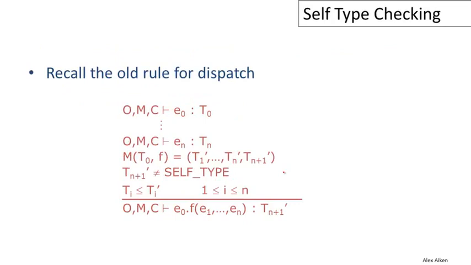Now, there are some rules that have to change in the presence of self-type, and in particular, the dispatch rules need to be updated. So here is the old rule for dynamic dispatch, and this part of the rule actually doesn't change. But I just want to point out the essential restriction in this rule is that the return type of the method could not be self-type. And that's actually the place where self-type buys us something. The whole purpose of having self-type is to have methods whose return type is self-type, because that's where we actually get the extra expressive power.